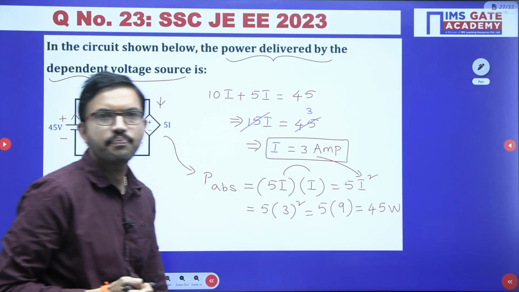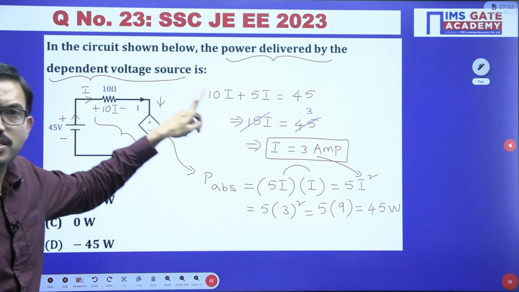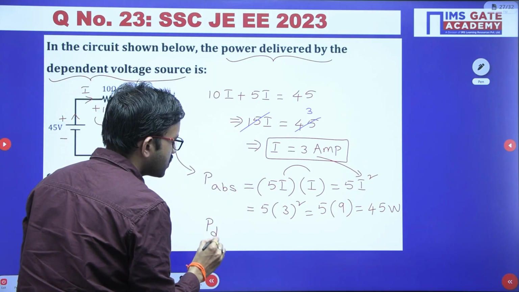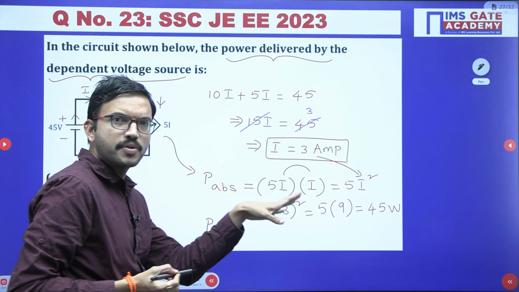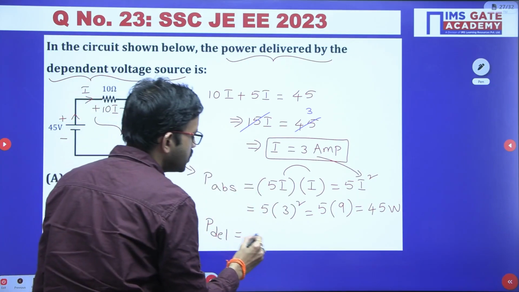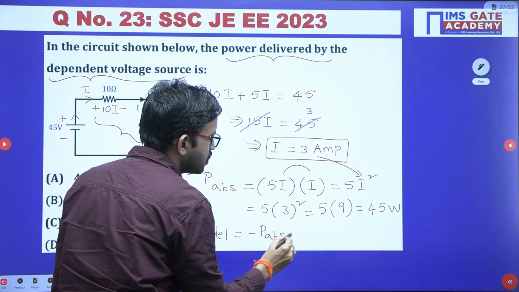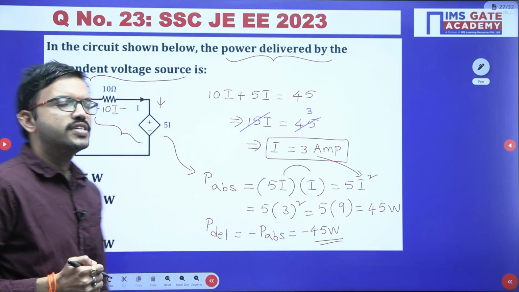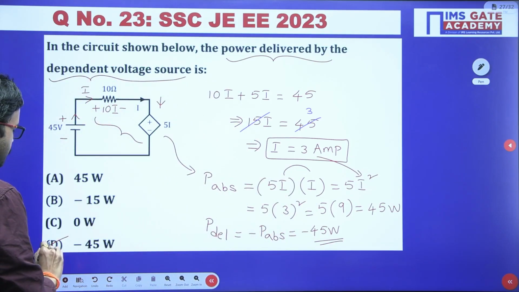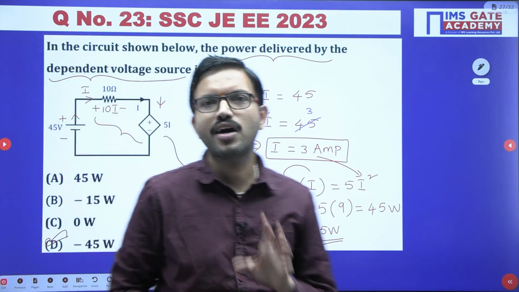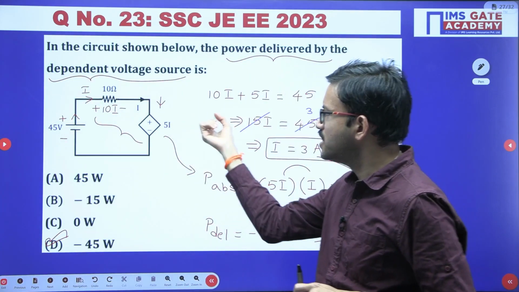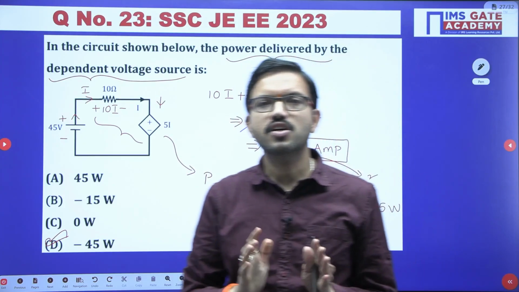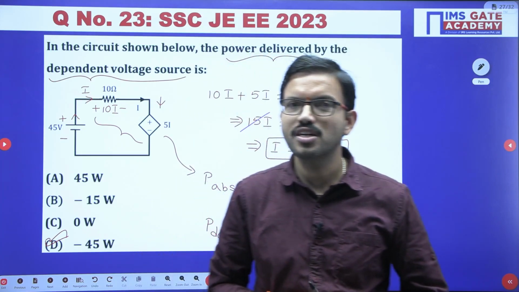Units are watt. But in this question, what have they asked? They have asked for delivered power. Since the absorbed power is positive, the delivered power will be negative, or otherwise you can write minus absorbed power, that is minus 45 watt. So the answer for this question is minus 45 watt. In the same question, if they had asked how much power is absorbed by this dependent source, you would have to choose option A. So according to the context, you have to choose the option appropriately.